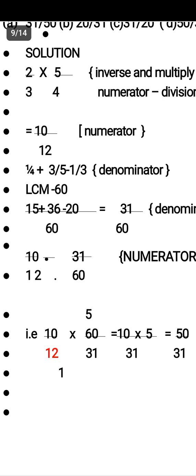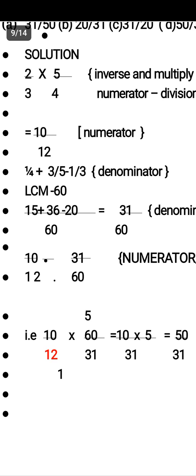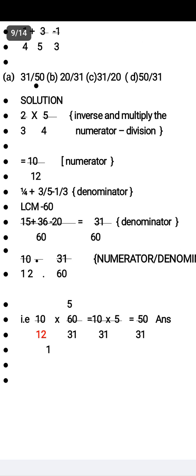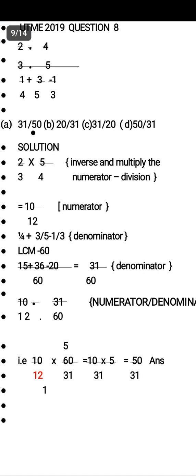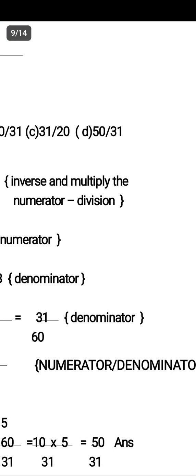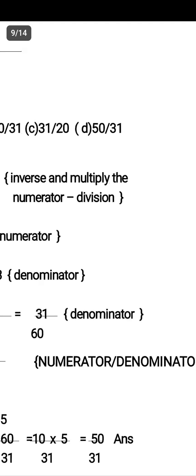Invariably, 12 divided by 12 is 1. 60 divided by 12 is 5. We are now left with what? 5 times 10 over 31. So our answer now becomes 50 over 31. And the right option on the screen there is D. That is 50 over 31.